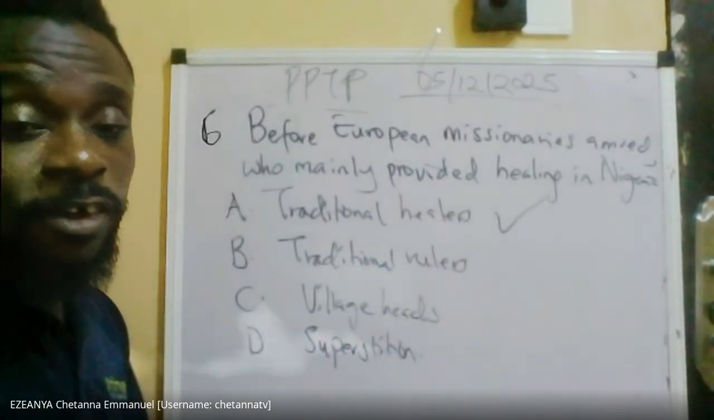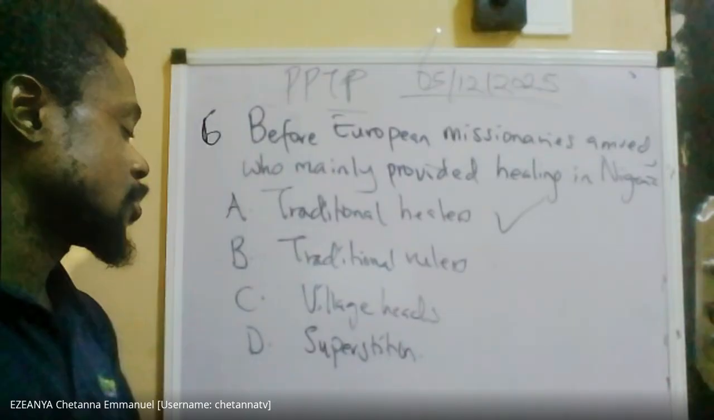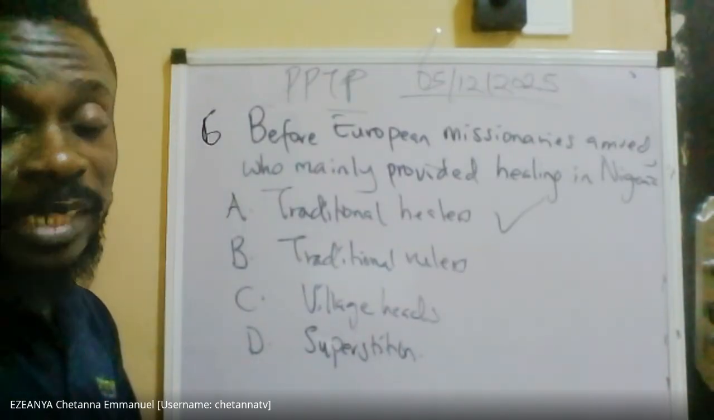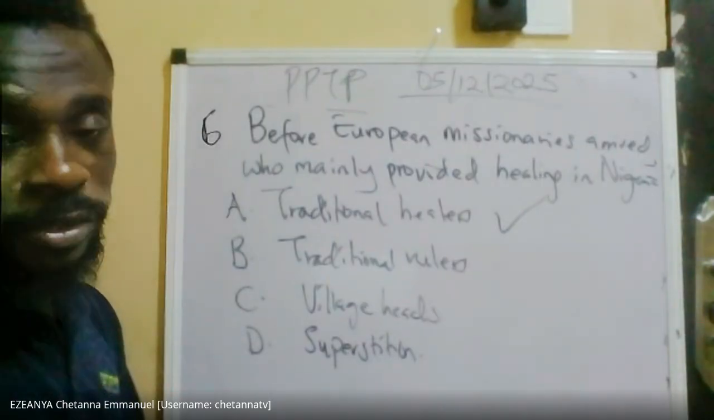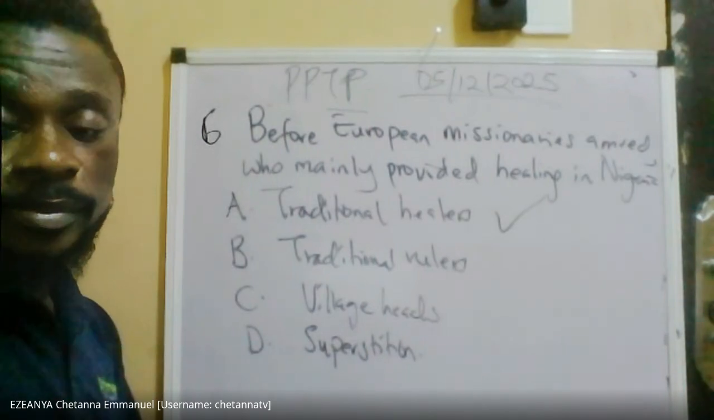Traditional rulers have no business with what? Healing. Village heads have no business with what? Healing. Superstition. Superstition.